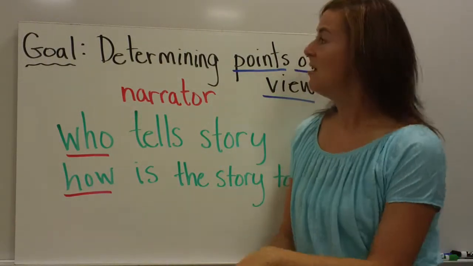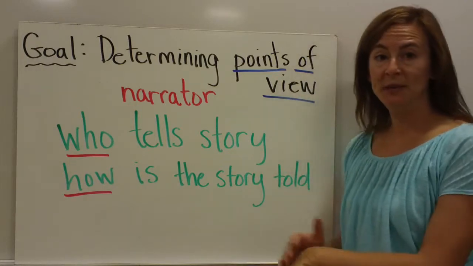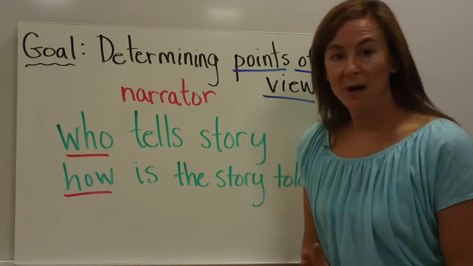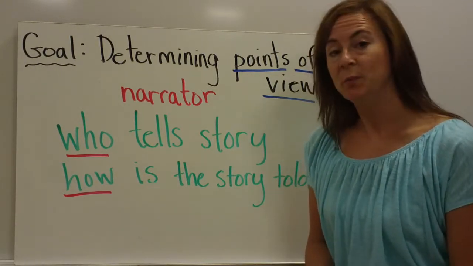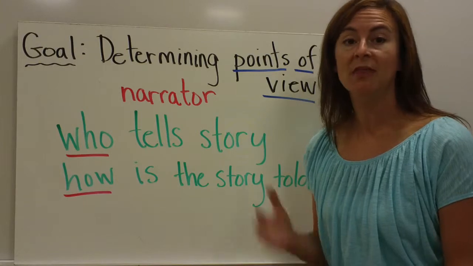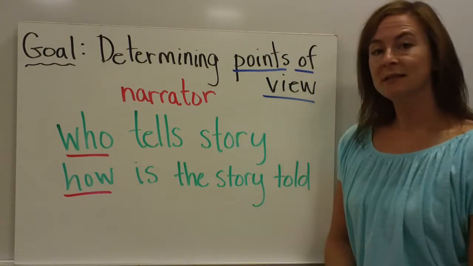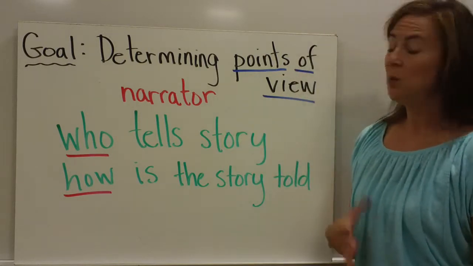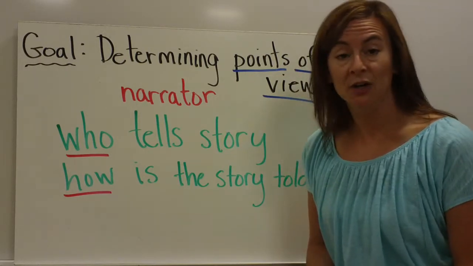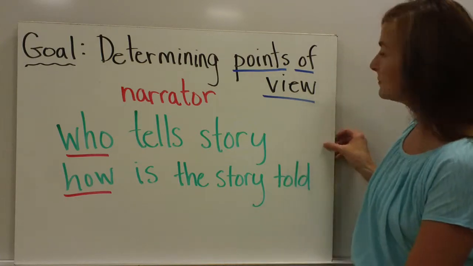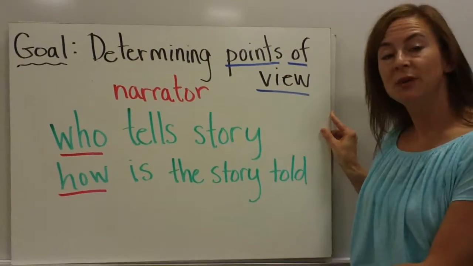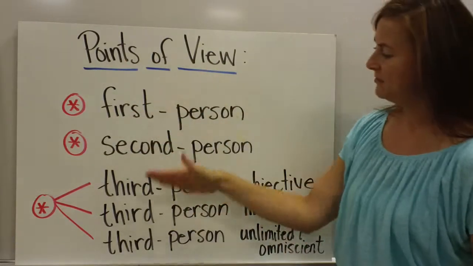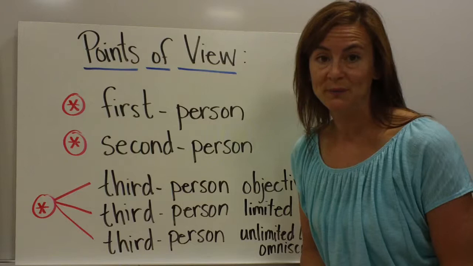So in this video, our goal is going to be talking about determining points of view. When we read fiction stories, point of view is referring to the narrator, who is telling the story and how the story is being told. So your responsibility in understanding points of view is going to be able to identify basically 5 different types of point of view.